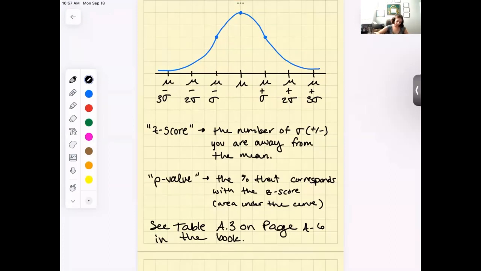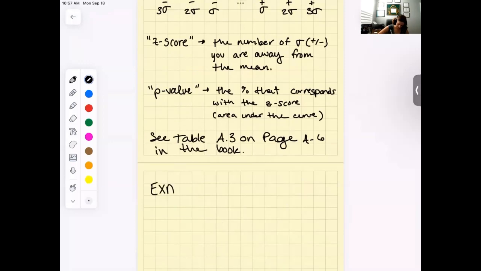Let's do example 4.13. For the virtual book, I believe there's a bookmark page button on the bottom right that you can click on to bookmark the page. Cool. Example 4.13 on page 158. So turn to page 158 in your book. Example 4.13 is towards the bottom.